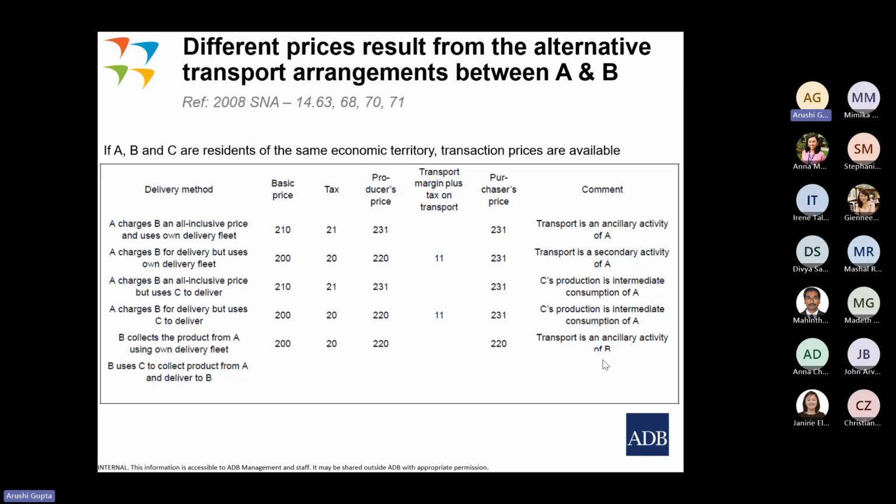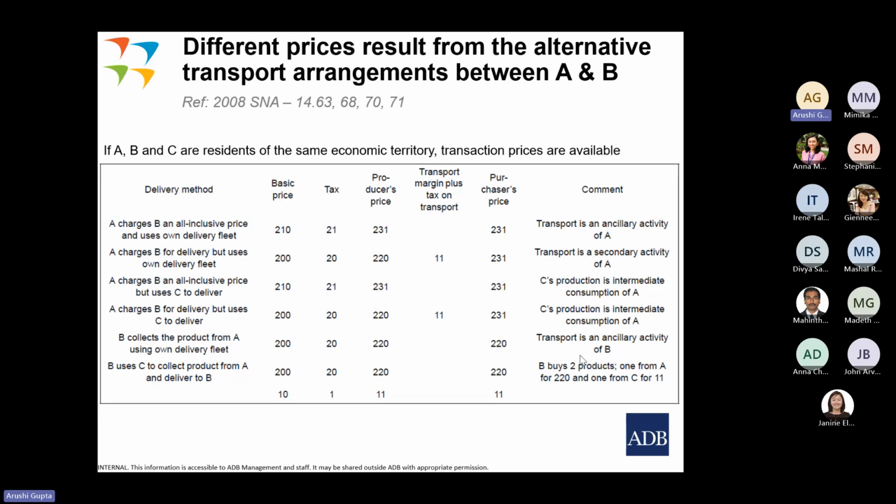But since B is using their own delivery truck, there is no additional transport service being used by B, and therefore there is no cost of transport and subsequently no tax on transport. Then in the final case, we consider the situation where B collects the goods from A, but this time using delivery services from C. So here B is actually buying two products, that is goods from A and services from C. So consequently, B pays 200 plus 20 to A and 10 plus 1 to C.